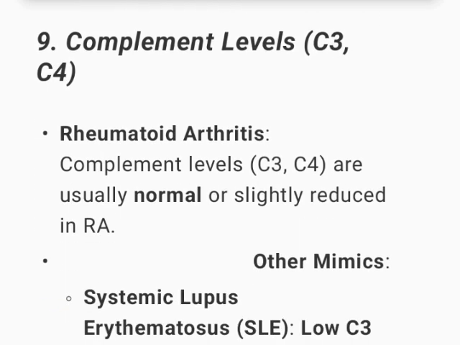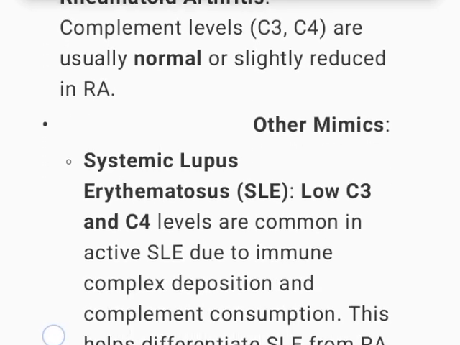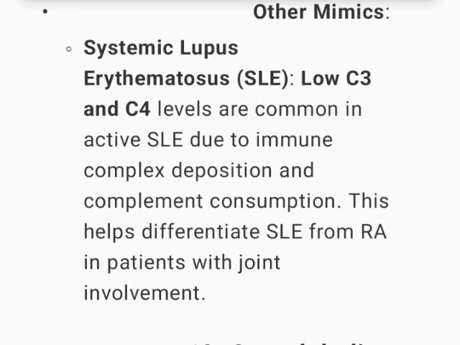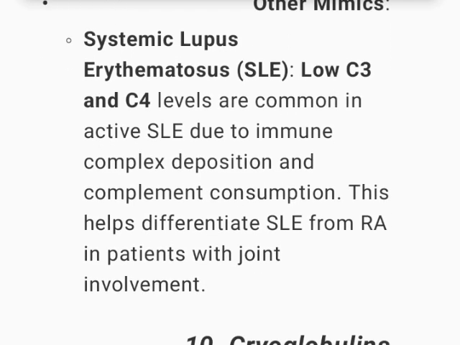Rheumatoid arthritis, complement levels C3, C4 are usually normal or slightly reduced in RA. Other mimics. Systemic lupus erythematosus, C3 and C4 levels are low in SLE due to immune complex deposition and complement consumption. This helps differentiate SLE from RA in patients with joint involvement.